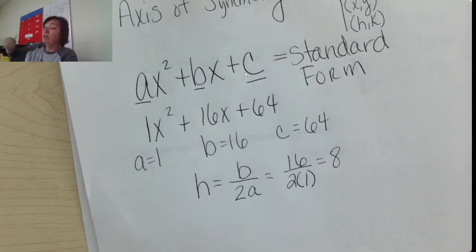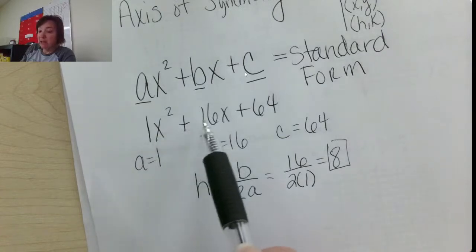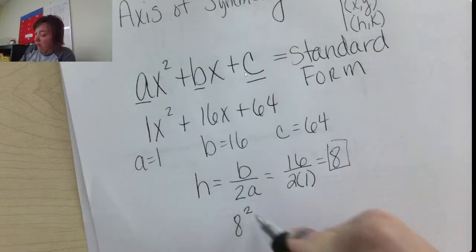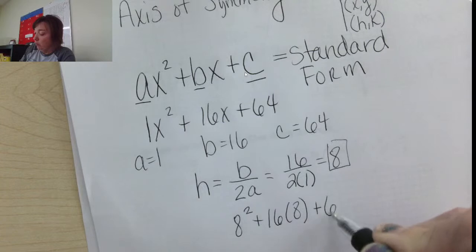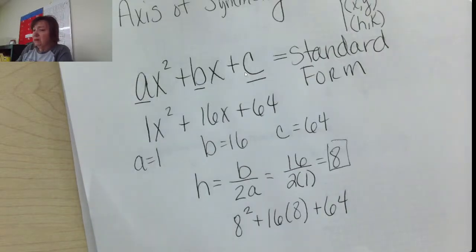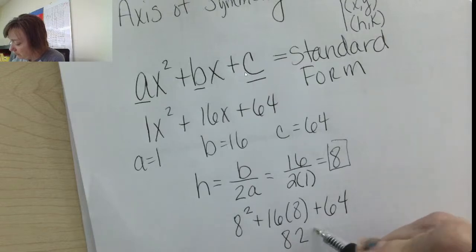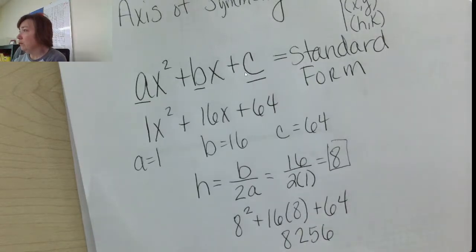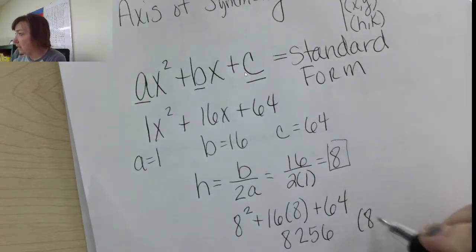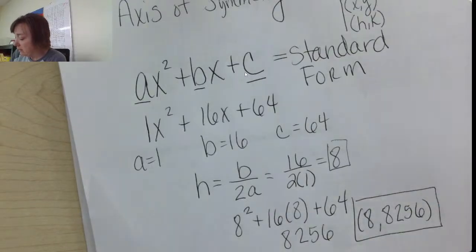Now, if we know an x value, or if we pick an x value, we can plug that into the equation to find out what y is at that point. So we're going to take this 8, our h right here, right? And we're going to plug it back into our original equation where x is. So we're going to have 8 squared plus 16 times 8 plus 64. It's going to give us a crazy big number. 256. So that's our y value of our vertex. So our x value of our vertex is 8, and our y value of our vertex is 8,256. So that is our vertex.